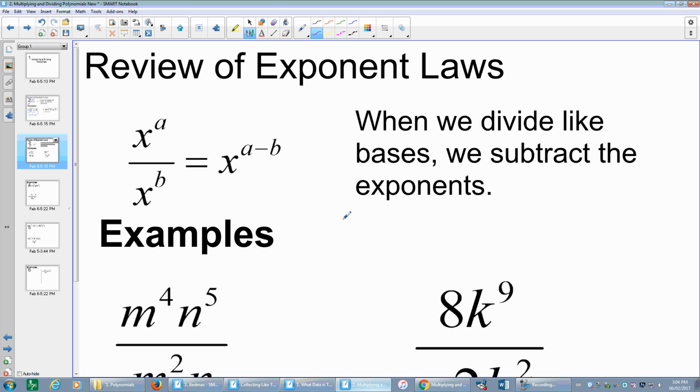Okay, so we just did multiplication, now we're going to deal with division. As a general rule, x to the exponent a divided by x to the exponent b is equal to, what do I do here? I subtract the exponents, a minus b. When we divide like bases, we subtract the exponents. So it's the opposite of what multiplication is.